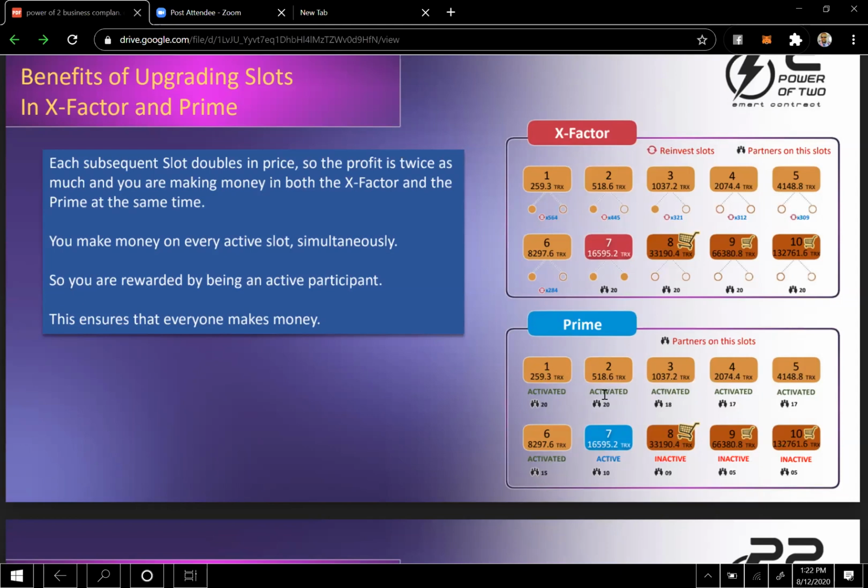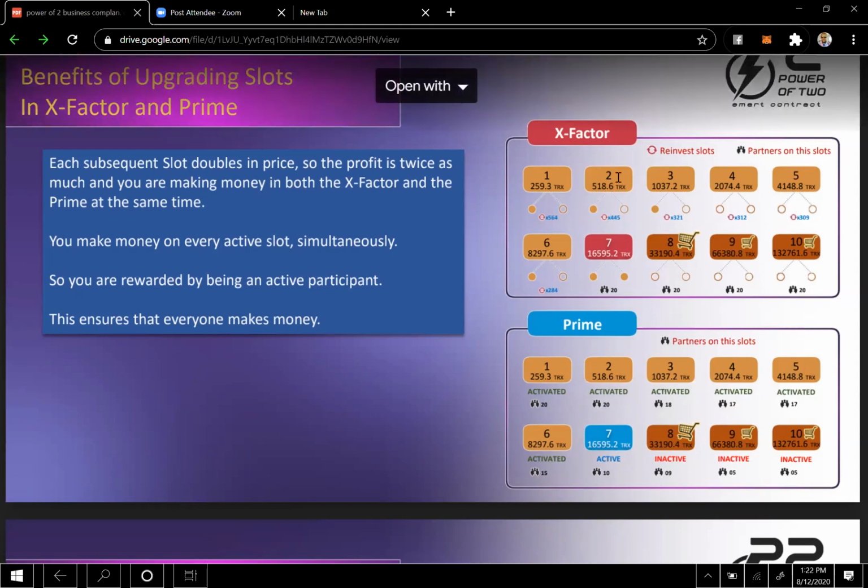It's nonstop. If you upgrade into two, the system is going to give you two people again, and you're going to make money over and over again. Now, you didn't bring anybody, but you make it cycle over and over. But what is going to happen is you're not going to make money in the Prime because you didn't bring anybody. But you are going to make money in X Factor over and over. Okay, that is how the system works.